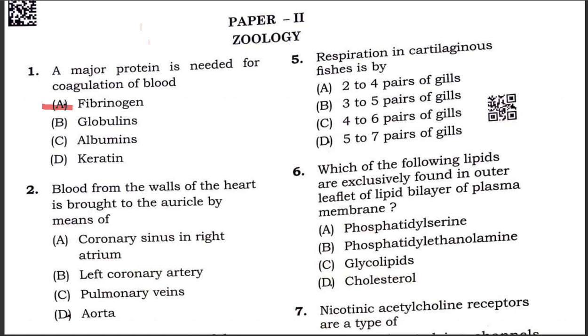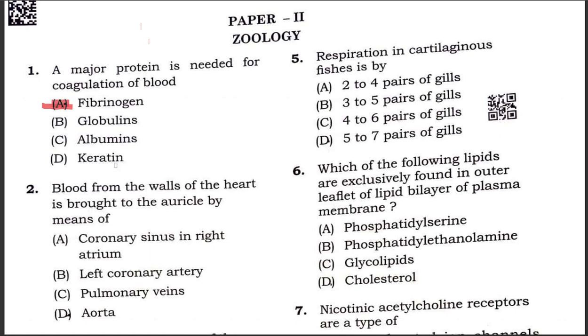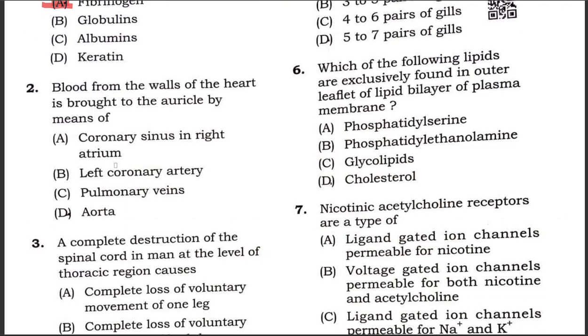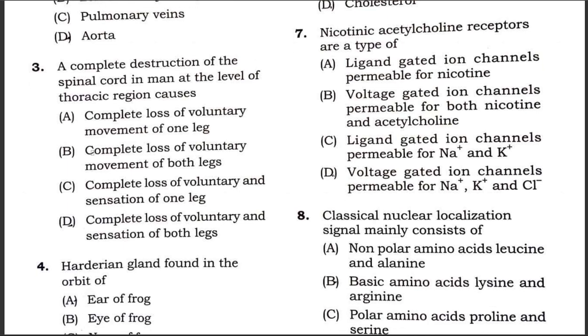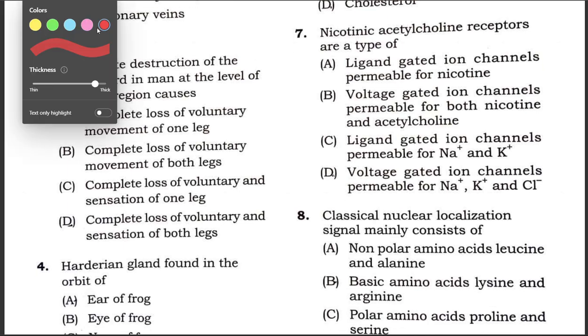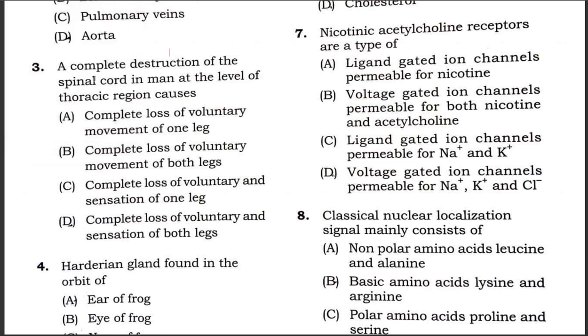And the second question is: blood from the walls of the heart is brought to the auricle by means of, of course, option A is correct, coronary sinuses in the right atrium. The question number third is: a complete destruction of the spinal cord in a man at the level of the thoracic region causes the complete loss of voluntary movement and sensation of both legs.